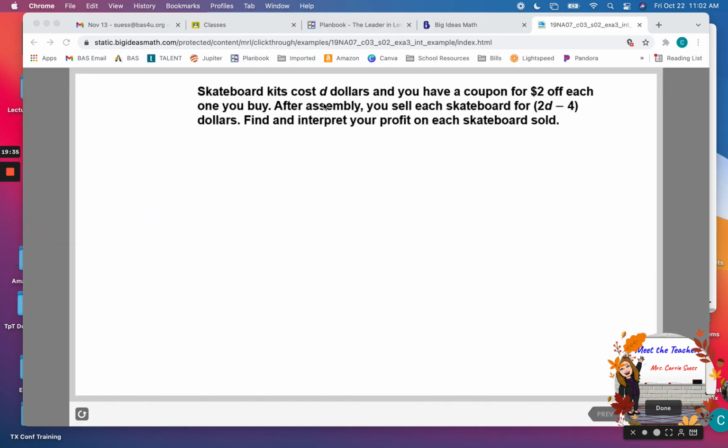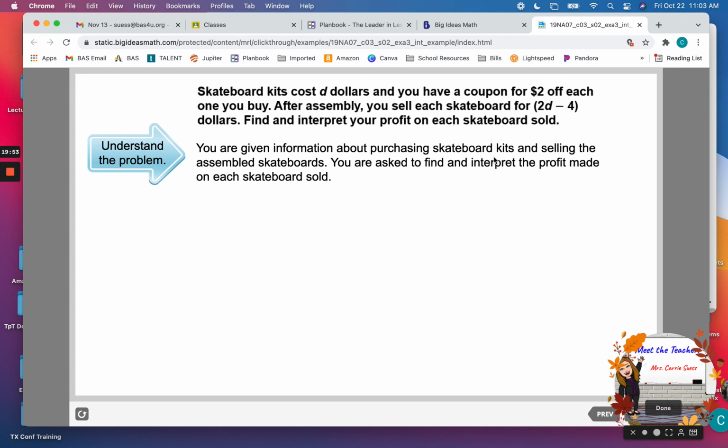Skateboard kits cost D number of dollars, and you have a coupon for $2 off each one. After assembly, you sell each skateboard for 2 times D minus $4. Find and interpret your profit of each skateboard sold. So first of all, we got to find our problem. Okay? So you're given the amount that it costs to purchase the kits and the amounts to sell the assembled skateboards. You're asked to find and interpret the profit you make. This is a business model, guys. You could do this for a living. Make skateboards.